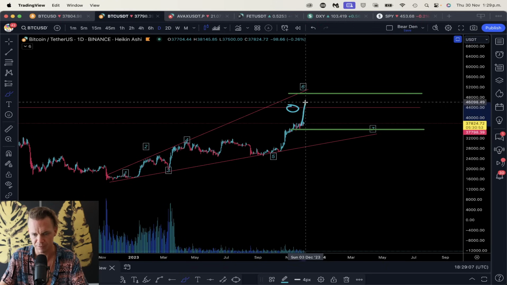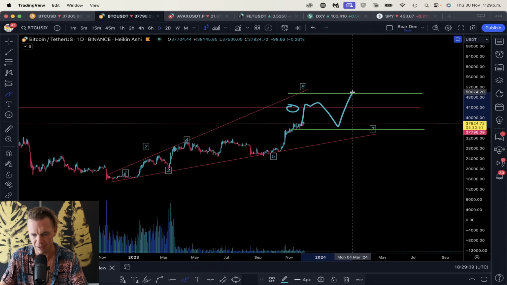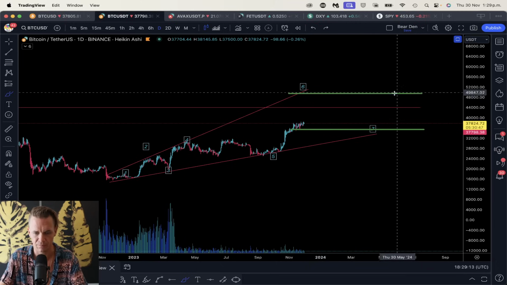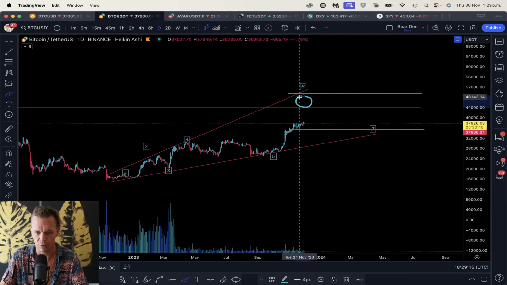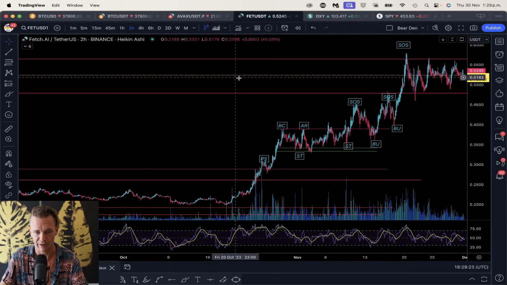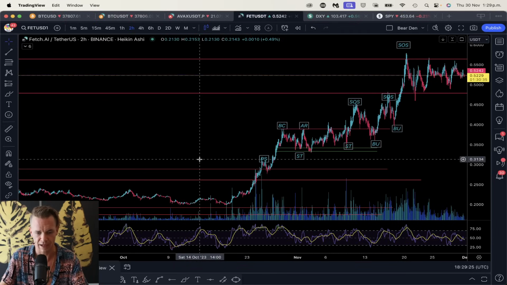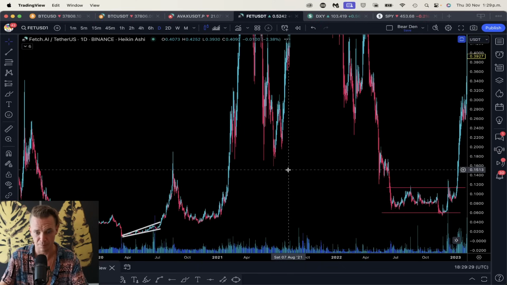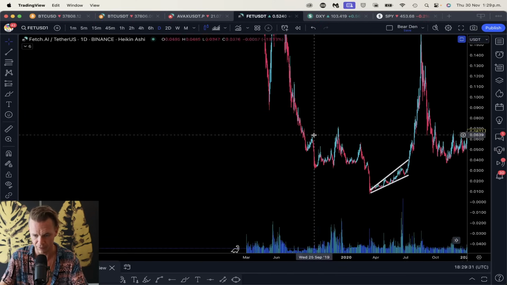So we could see it jump to 44,000, come back down, go up to the 49, and then continue its bull market cycle. So somewhere between 44 and 48,000 are my next targets for Bitcoin here. This is a very powerful pattern. I'm just going to quickly skip forward into Fetch to share this dynamic, because we saw this in Fetch's past, and these are monumentally powerful moments.